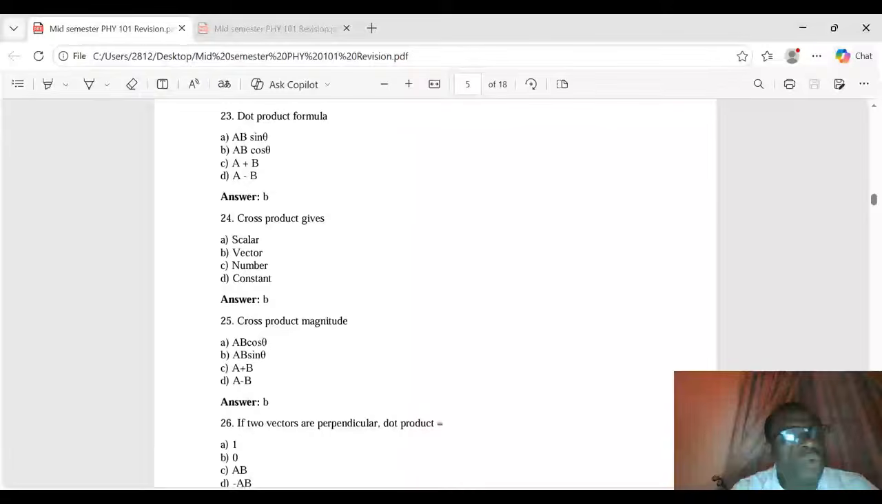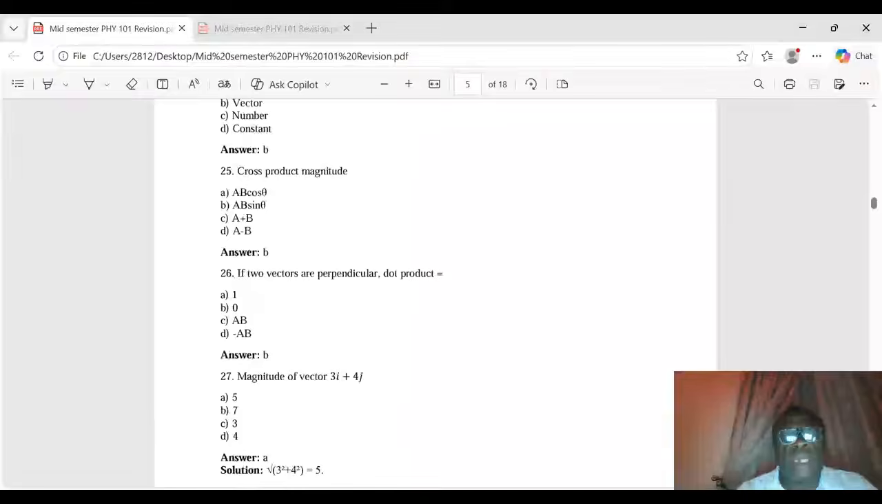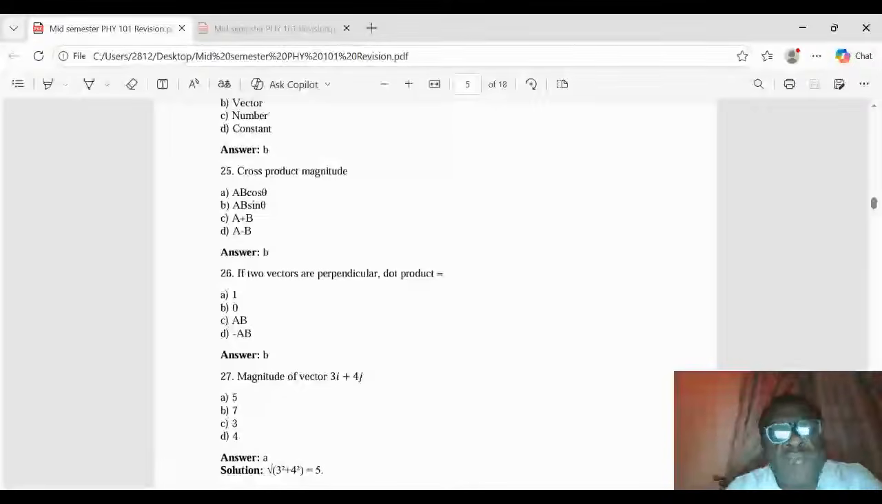Then question 26. Vectors are perpendicular. Dot product is equal to A 1, B 0, C AB, D AB minus AB. If two vectors are perpendicular, perpendicular means what? They are acting at an angle of 90. Then their dot product will be 0. The answer is B, 0.